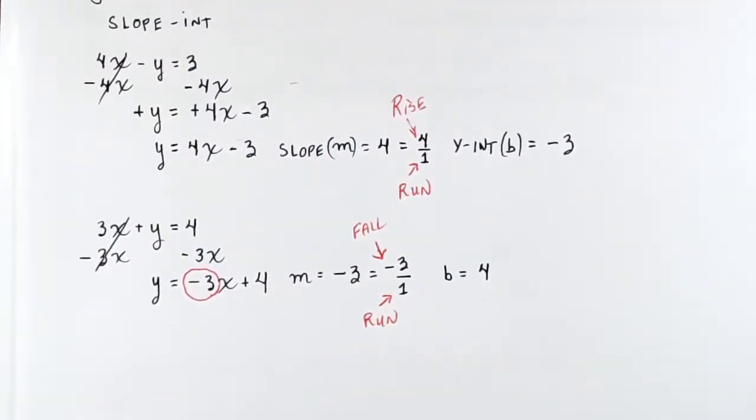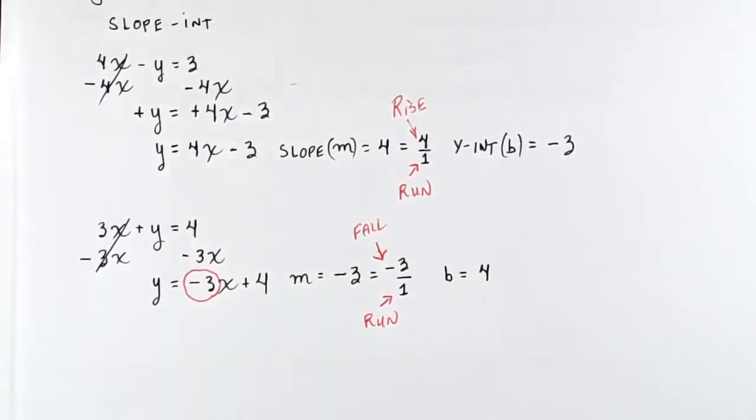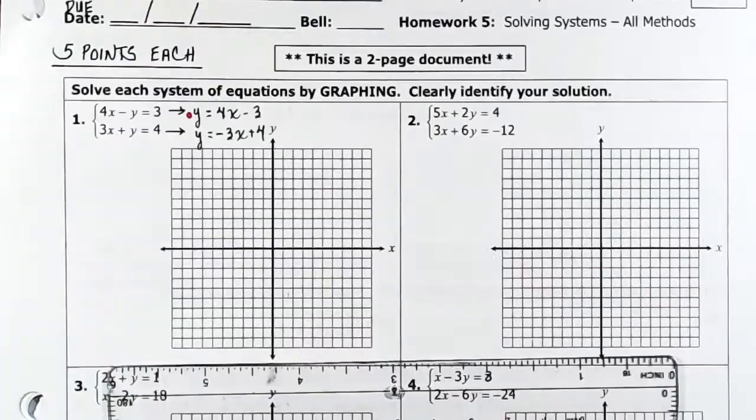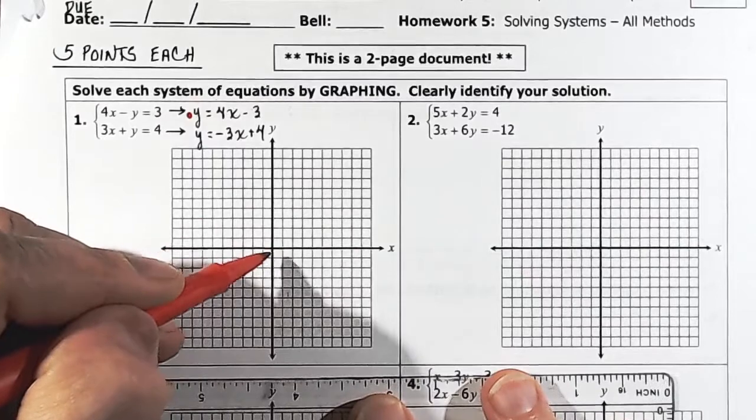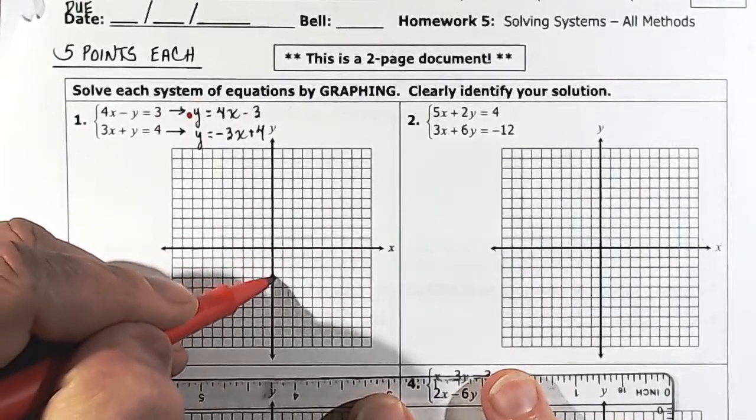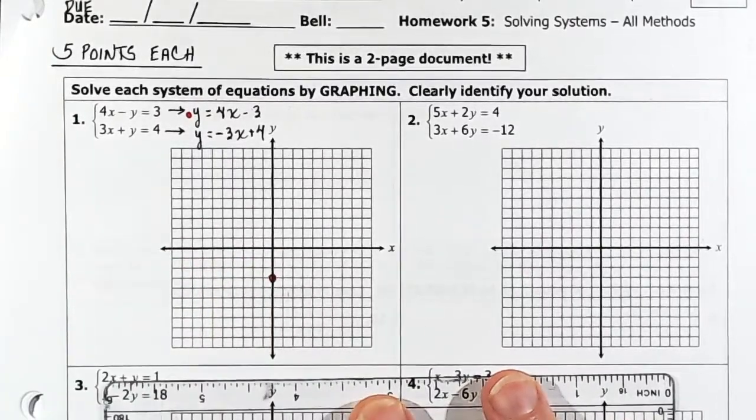we said that our slope was 4, so it was 4/1. And we said our y-intercept was -3, and we start with the y-intercept at -3. So I go to the origin and then count down 3. 1, 2, 3, and I'm going to put a dot there.